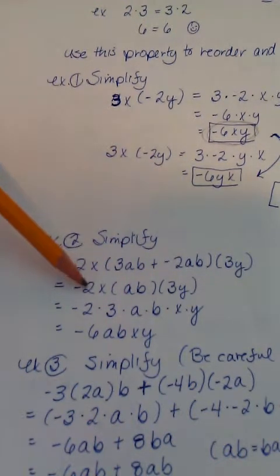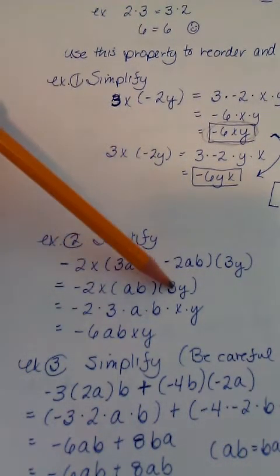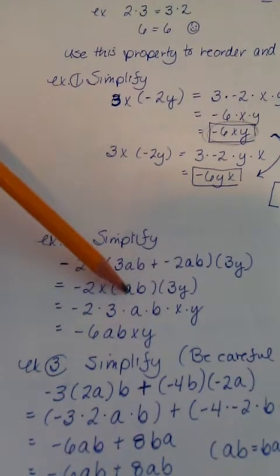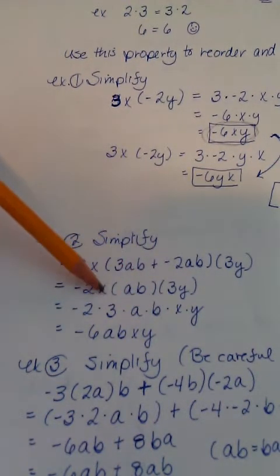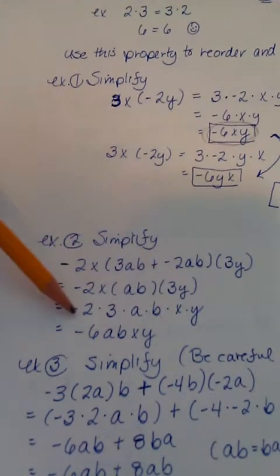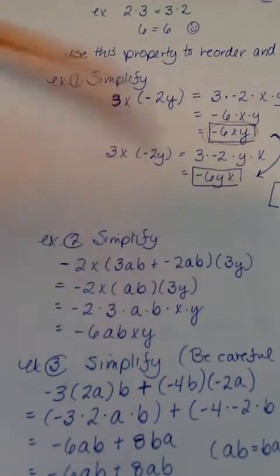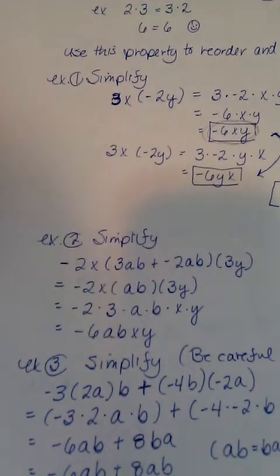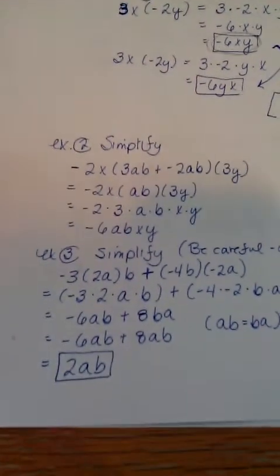So when I do my rearranging, I'm going to bring negative 2 times, the next number is a 3, times an a times a b times an x times a y. I just put them all in alphabetical order. Then I do my multiplication, and I'm left with negative 6abxy. Let's take a look at another one here.